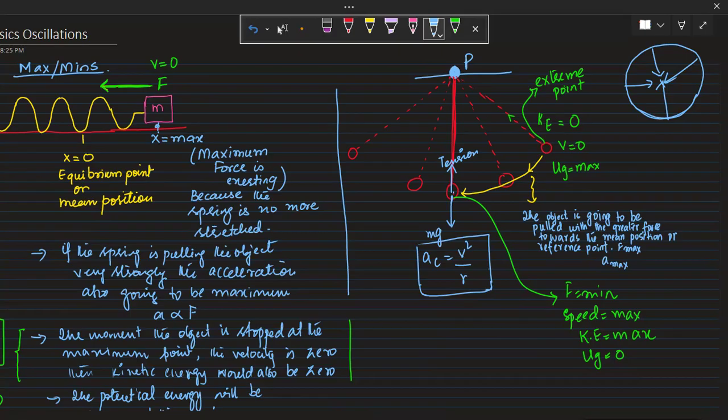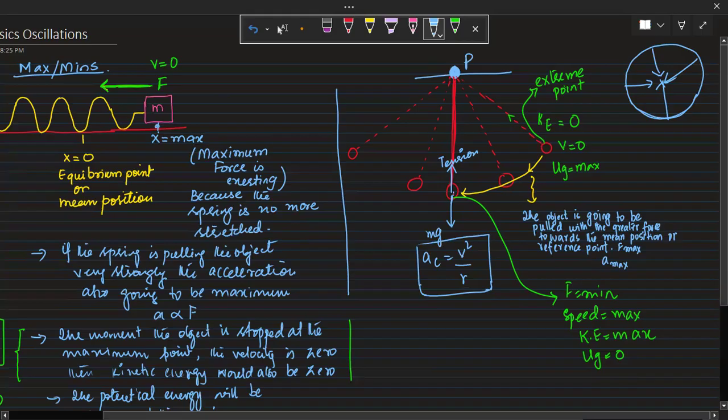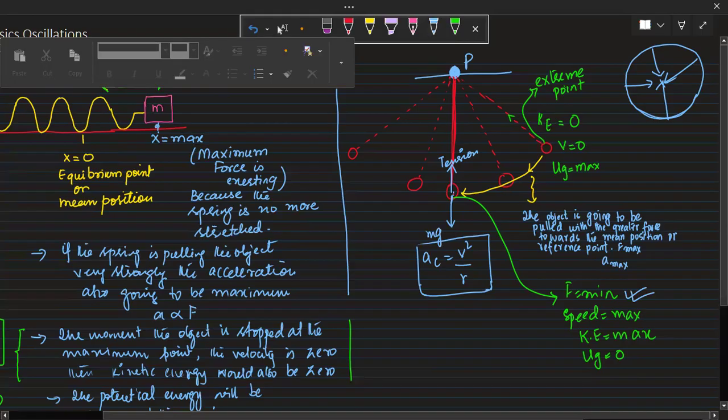So v square upon r is going to be used when you are asked to find the acceleration at this point. So you are going to have acceleration, but it is going to be minimum, since the force is minimum here, as I have already told you. Why is this force minimum? Because at the same point, the two forces are acting.